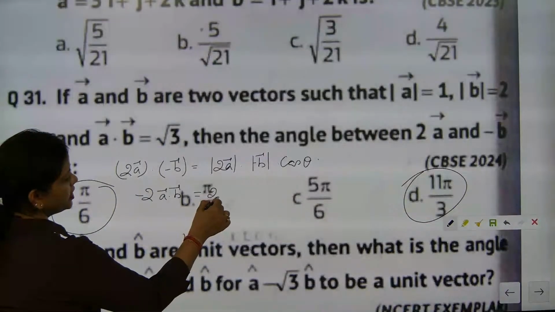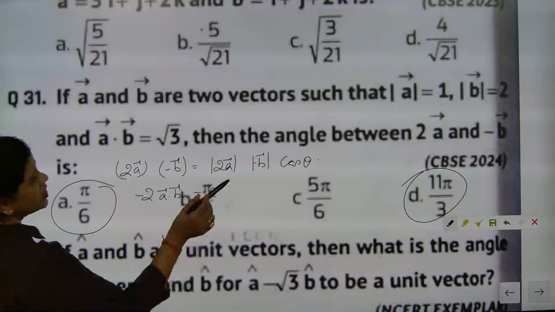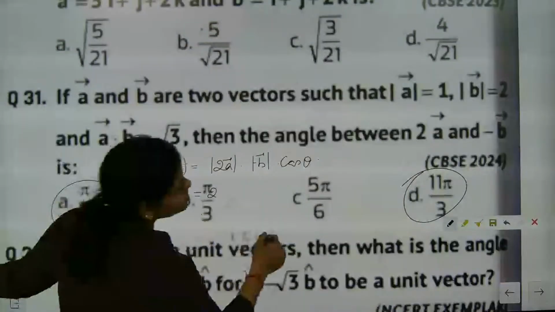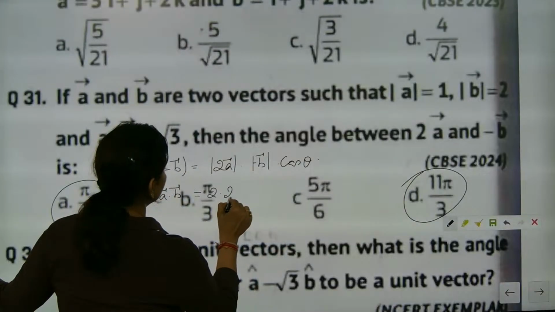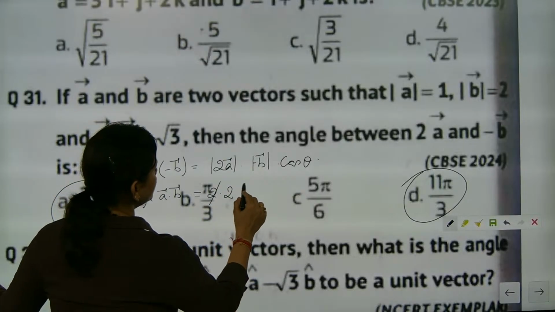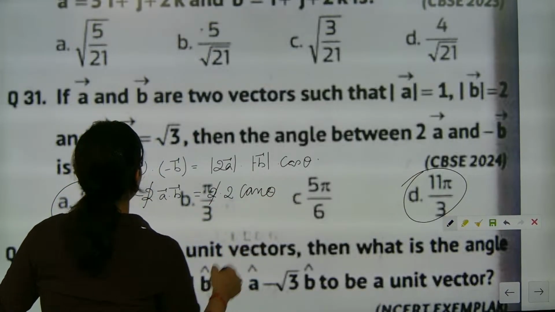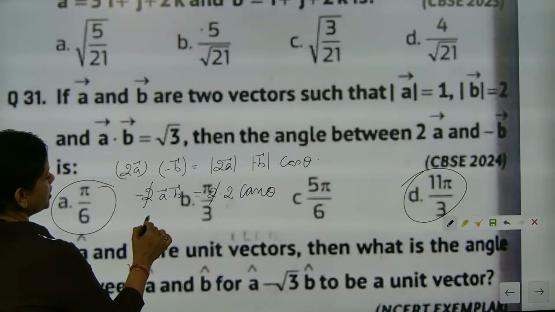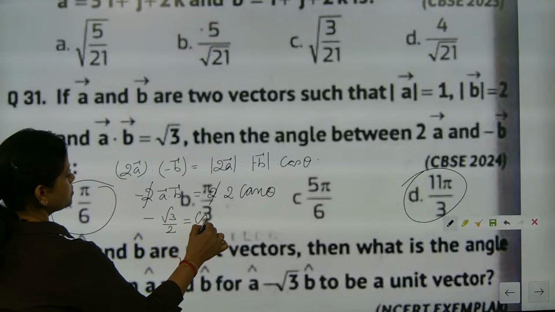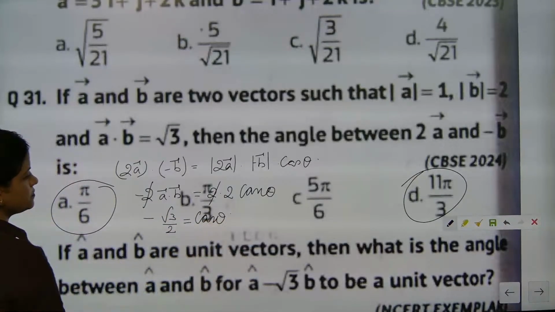So 2, can I take it out in positive format? That magnitude will become 1, and B magnitude is coming as how much? It is coming as 2. So we just cancel it, and then we are getting cos theta. Okay, so minus root 3 by 2 equal to cos theta.